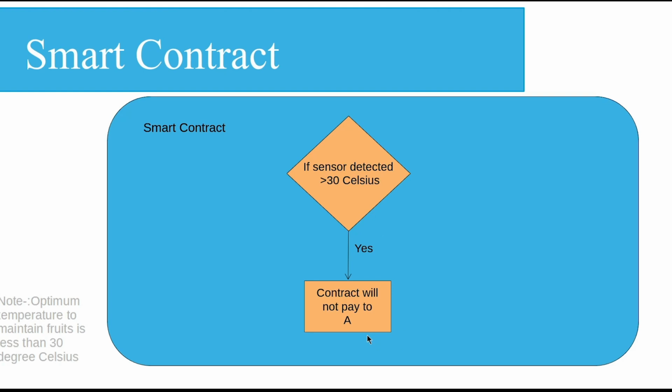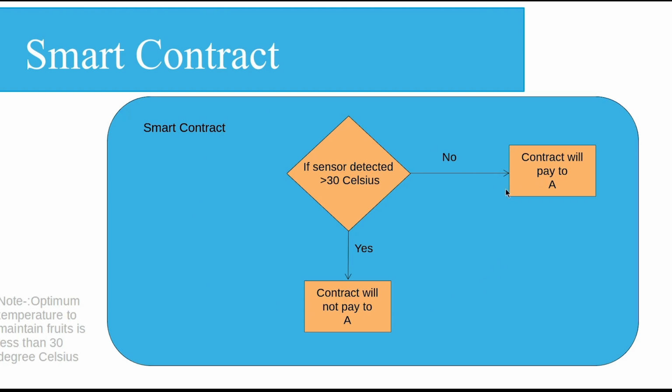And we have seen in our previous slide that the contract is the one who is actually going to pay A, right? And if this condition is true, meaning the temperature is greater than 30 degrees Celsius, then the contract will not be paying A any amount, any ether will not be paid to A, because the fruit will not be fresh at this temperature, as we have assumed that the optimum temperature to maintain fruits is less than 30 degrees Celsius. And if this condition is false, in that case only we are going to pay A.